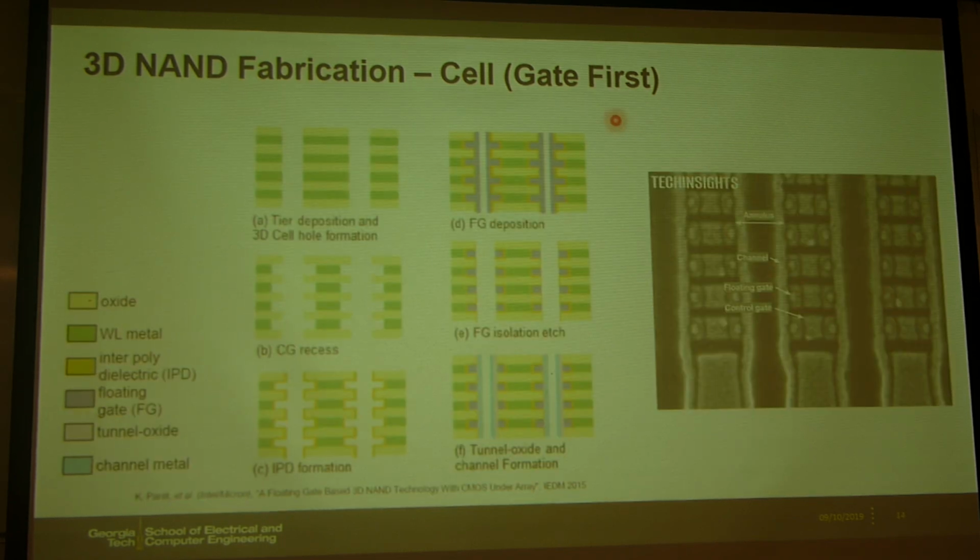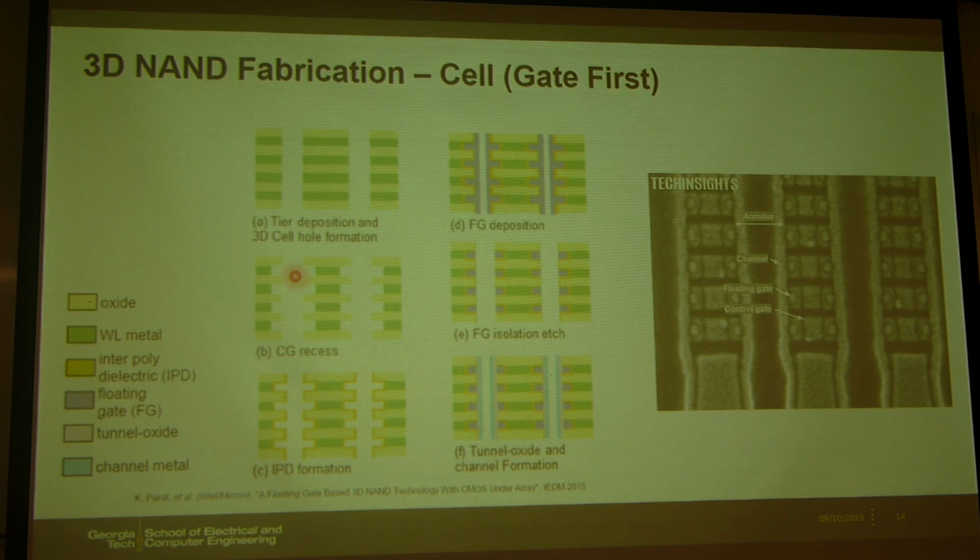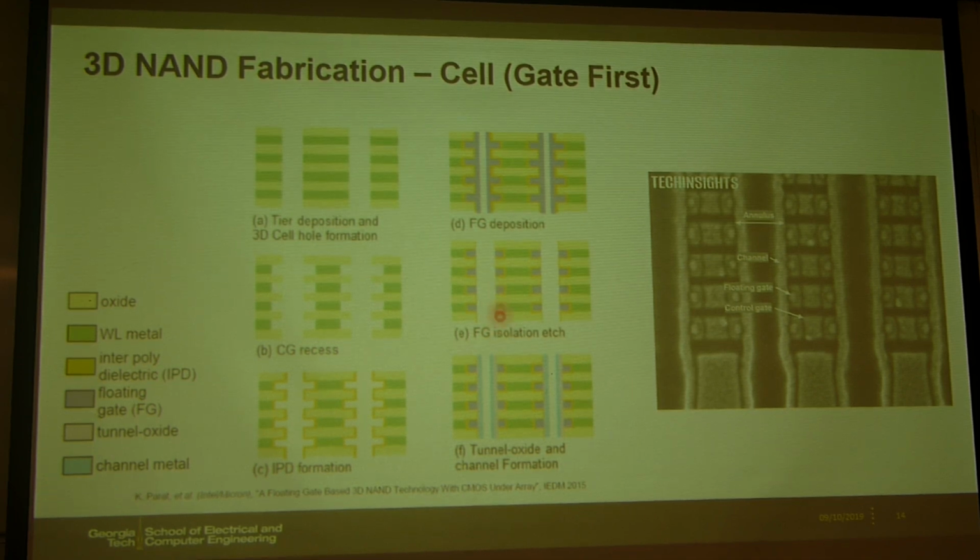And this is the gate first structure. Maybe you can see that in Intel and Micron. The first fabrication process is oxide and word line polysilicon deposition one by one. And then the polysilicon is recessed like this here. And then the IPD, that is the blocking oxide, is deposited. And then the floating gate polysilicon is deposited. And the polysilicon floating gate is separated by the isolation etch. And then finally, the tunnel oxide and channel are formed like this.